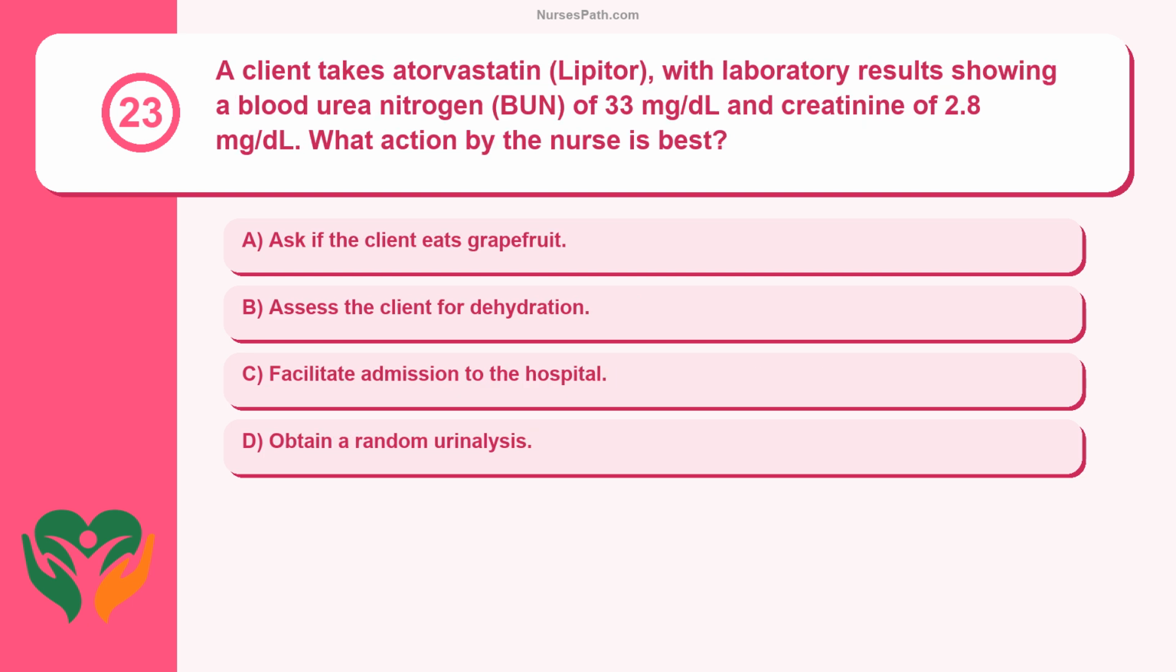Question 23. A client takes atorvastatin, Lipitor, with laboratory results showing a blood urea nitrogen, BUN, of 33 mg/dL and creatinine of 2.8 mg/dL. What action by the nurse is best? Ask if the client eats grapefruit. Assess the client for dehydration. Facilitate admission to the hospital. Obtain a random urinalysis.